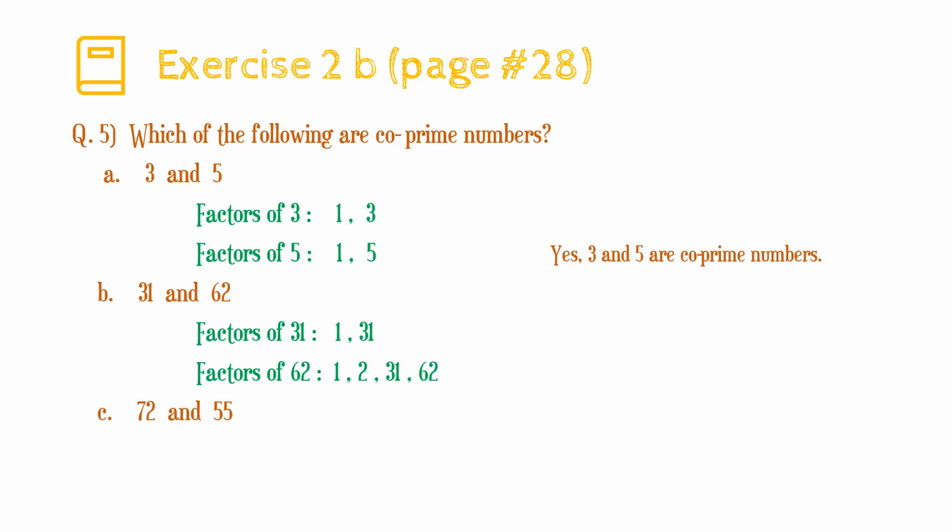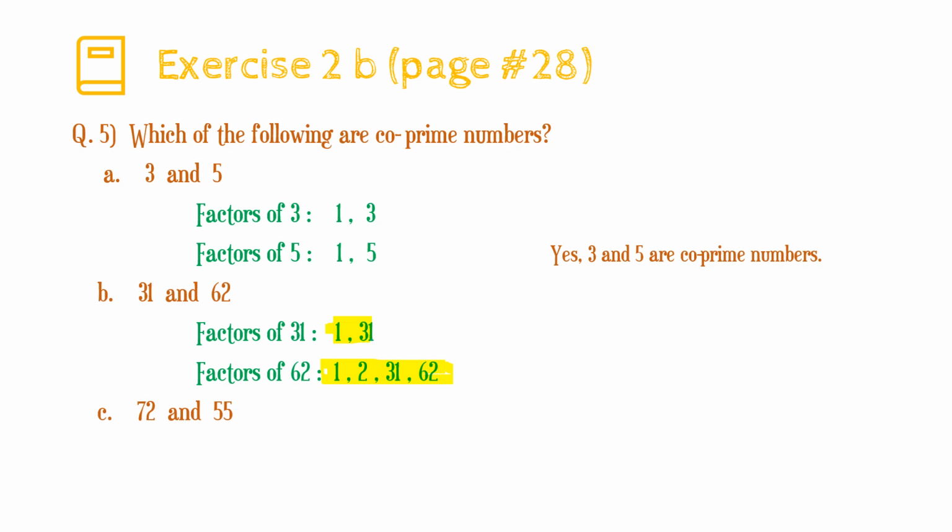For the second question, factors are already written here. Factors of 31 are 1 and 31 only, because only these two numbers can divide 31. There is not any other number which can divide 31. So 31 is also a prime number. But 62 has 4 factors. All these numbers can divide 62. So it is not a prime number.